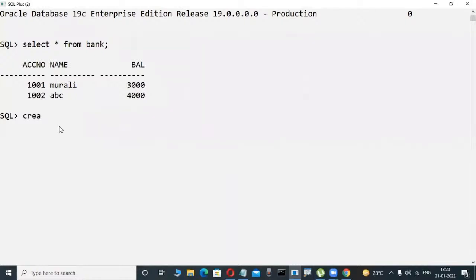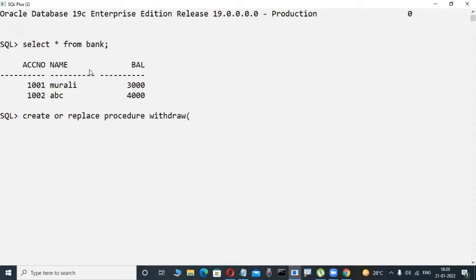These are demo, no? Just for the idea. I am writing a procedure. Okay, don't write it only. Create or replace procedure. Observe it here, just the executions. My procedure name is Withdraw. Okay, fine.